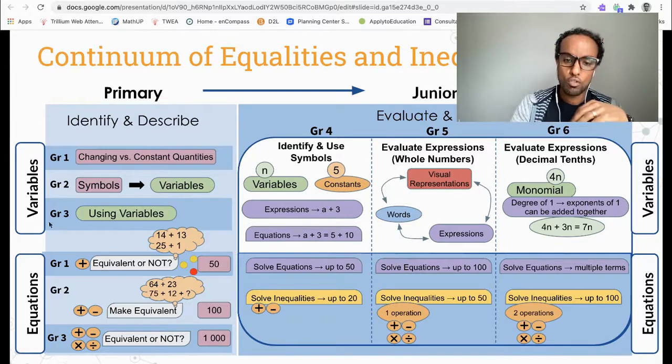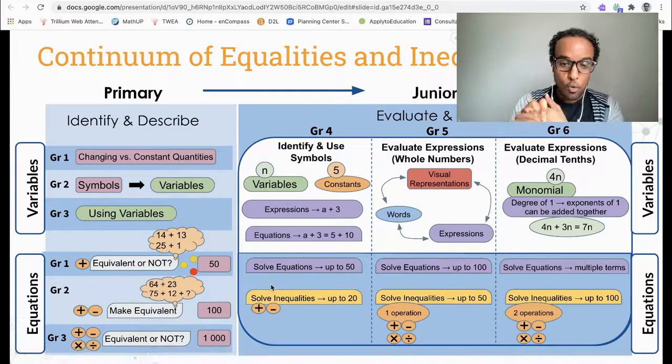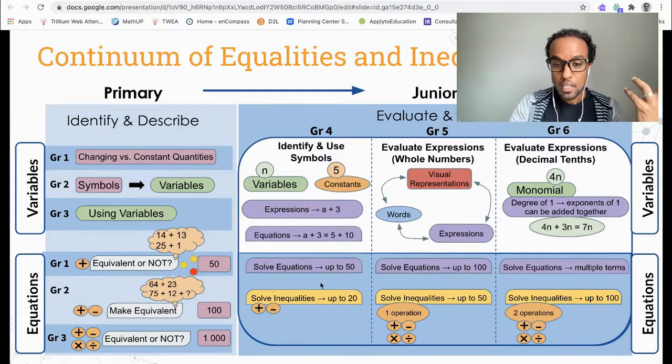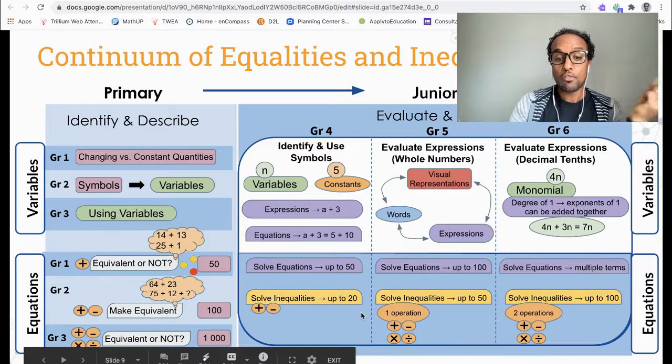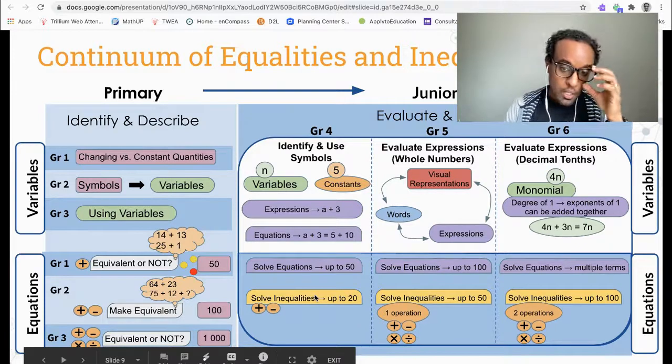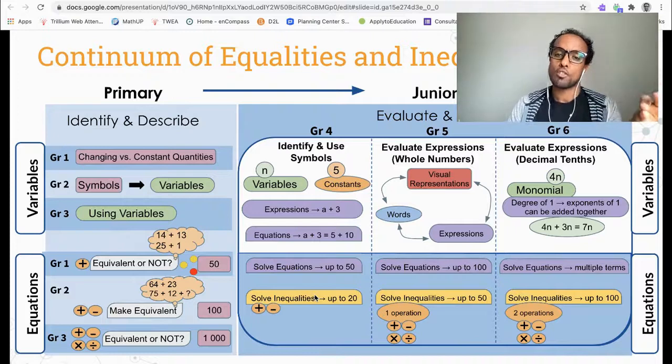If we scroll down, we don't scroll down, but look down to the equation side of things. So they're solving equations, they're solving inequalities. So in grade 4, they're solving equations to 50, working up to 100. And then in grade 6, they've got multiple terms that they're solving equations with. It's important to note that in grade 4, they're solving inequalities up to 20, just with addition and subtraction.